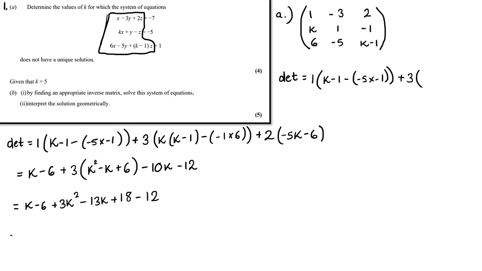I'm cleaning this up in quite a haphazard way. This could definitely be done a little bit neater than I've done it here. But again, let's keep clearing this up. I've got 3k squared. I've got minus 13k plus k here. So that's going to give me minus 12k. And we've got minus 6 minus 12, so that's minus 18, plus the 18, so that's equal to 0.